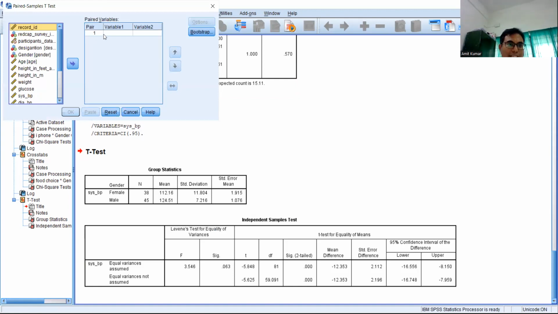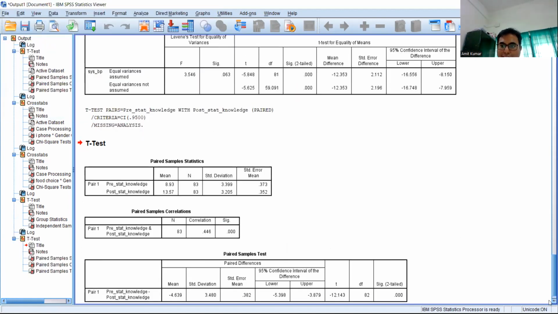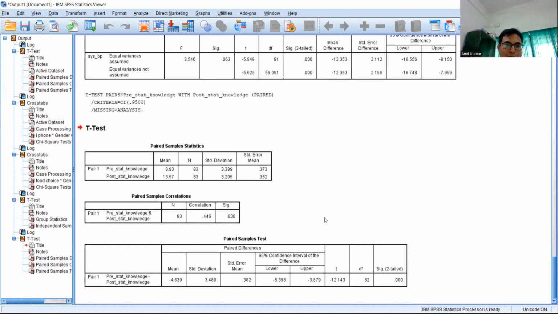In the paired-samples t-test, there will be paired variables. We need to select them. We wanted to know the difference in the statistical knowledge before the workshop and after the workshop. These two variables, we will drag here in the paired t-test window. Then we will press OK. Then this window will appear, from where we can see whether the workshop can make a change in increasing the statistical knowledge or not.